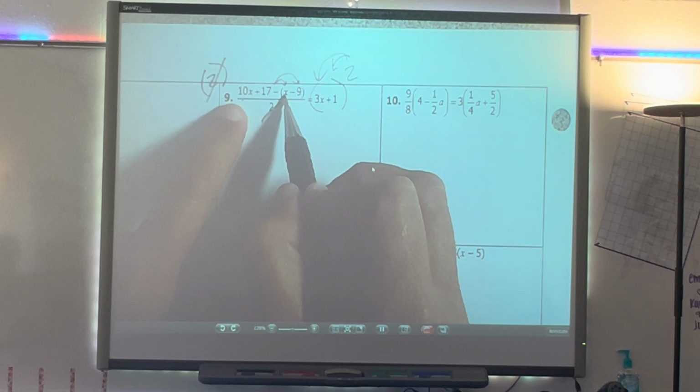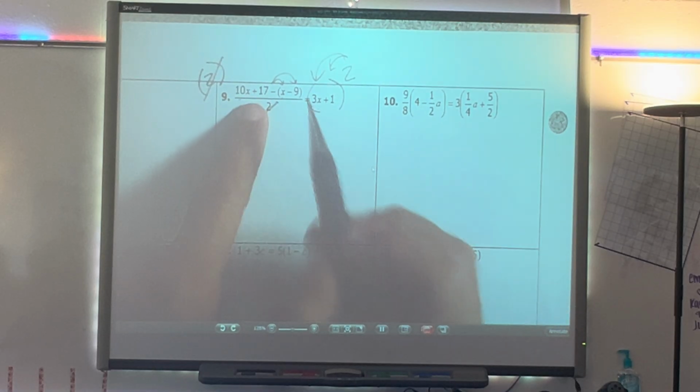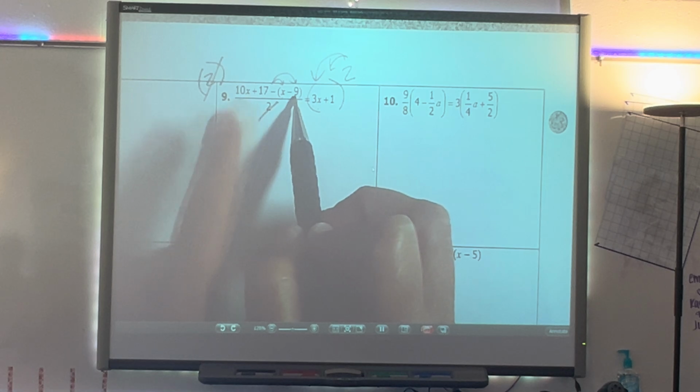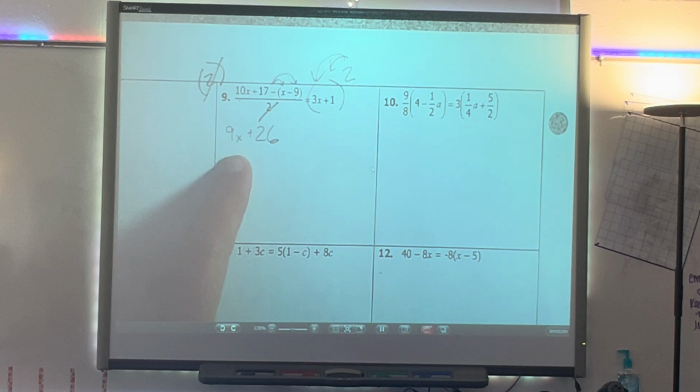10x minus 1x? 9x. Okay, so I've got 9x here. And then I've got 17. And what happens with this 9 right here? It's going to become positive, so I have 17 plus 9, which is going to be 26. So that gives me 26 over there. Is everybody okay with what we did?